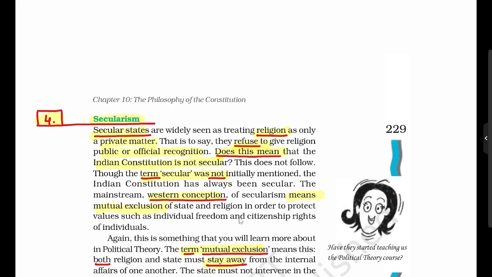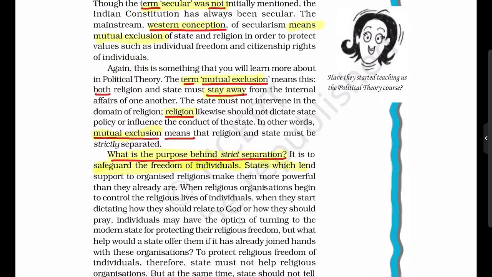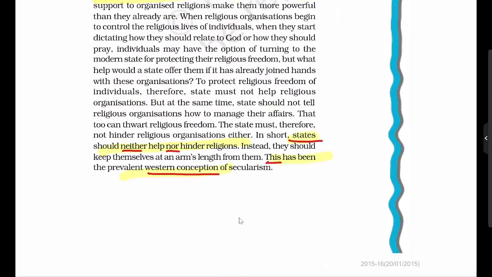The secularism which is based on the Western concept is based on mutual exclusion. In this mutual exclusion, neither religion nor state will interfere in the matters of each other. Then you will see what is the purpose behind this strict separation. The purpose behind this strict separation of religion and politics is to safeguard the freedom of the individual. The state should neither help nor hinder religion. This is the Western concept of secularism.